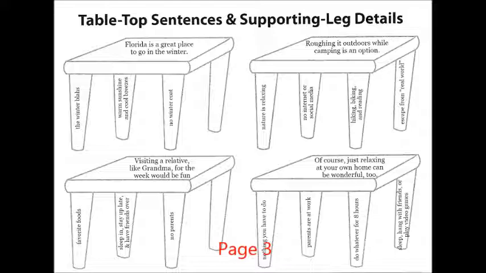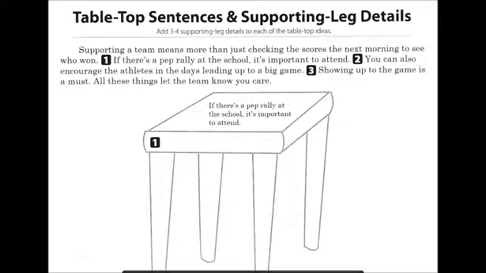Go ahead to the next page and you will see that we are going to do this together. Right now, you are looking at page 4. This page 4 should match up with your page 4. So our tabletop sentences and supporting leg details. Right here, you have a very, very short essay. Supporting a team means more than just checking the scores the next morning to see who won.